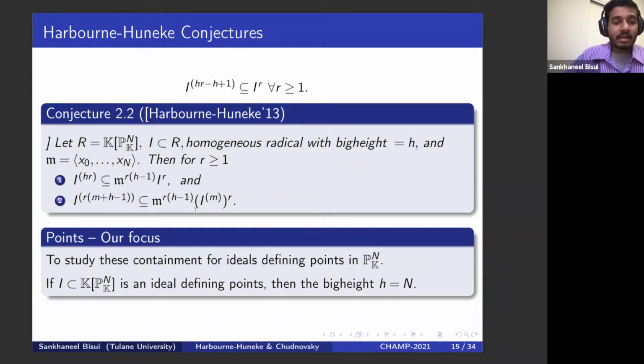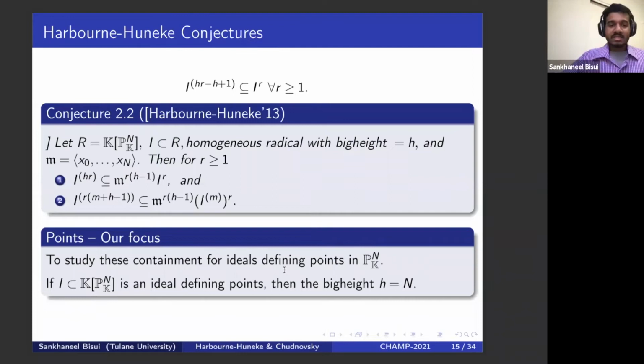Now again, if we put r equals to 1 in the second containment, then we will get back the first containment conjecture. So right now, I would like to say again that our focus is to study these containments for ideals defining points in P^N over K. And when I am talking about ideals defining points, then the big height h becomes N.